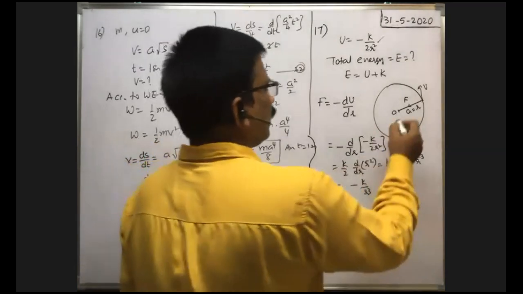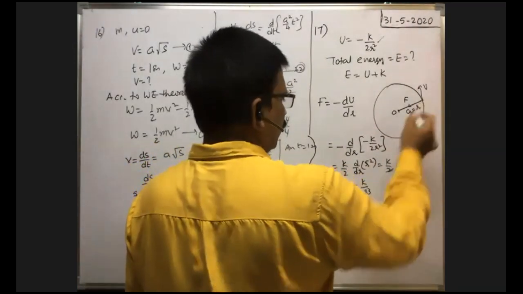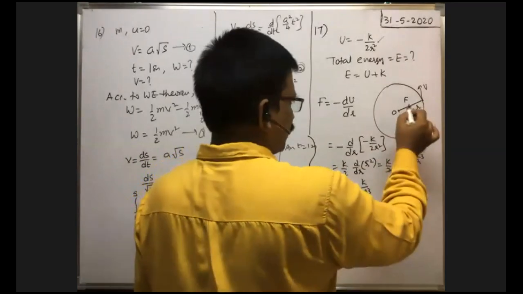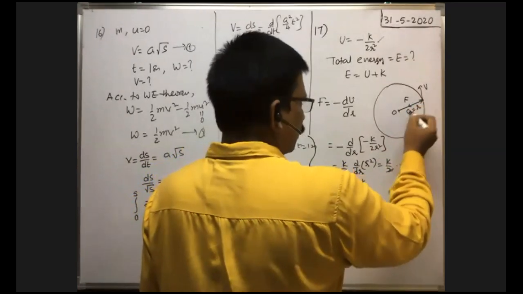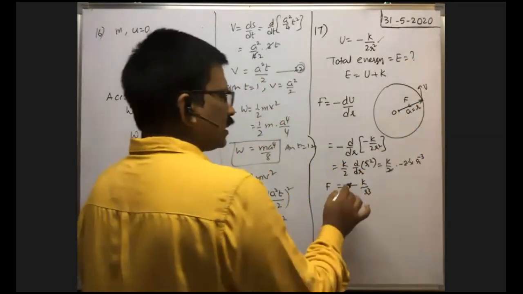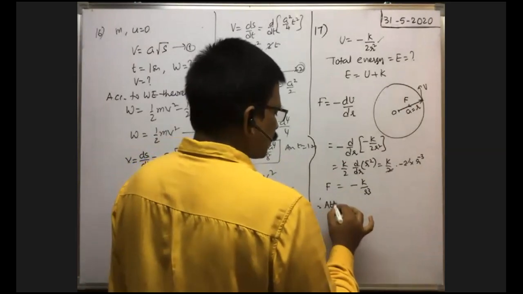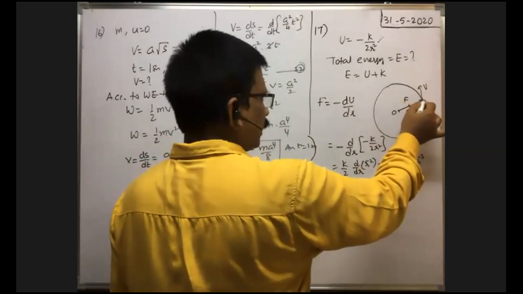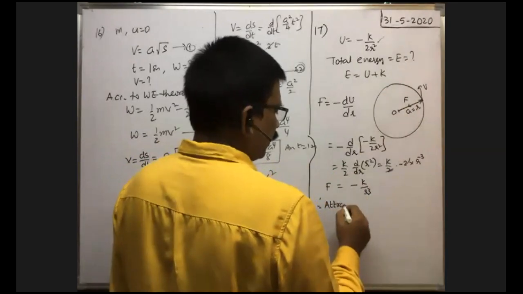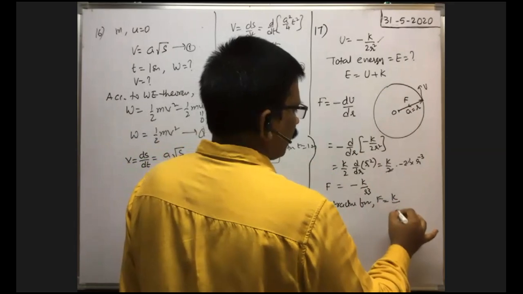What is the direction of this force? This minus sign represents that the position vector r bar is in this direction, whereas the force is in the opposite direction. That's why we got the minus sign. This negative sign represents that it is an attraction force. Therefore, an attractive force acts on the particle to move along the circular path. The attractive force F is k by r cube.